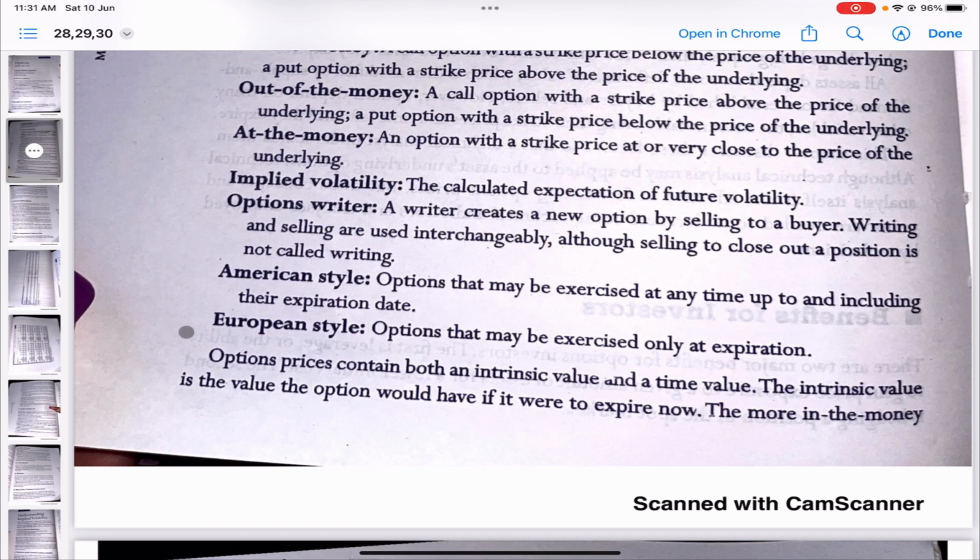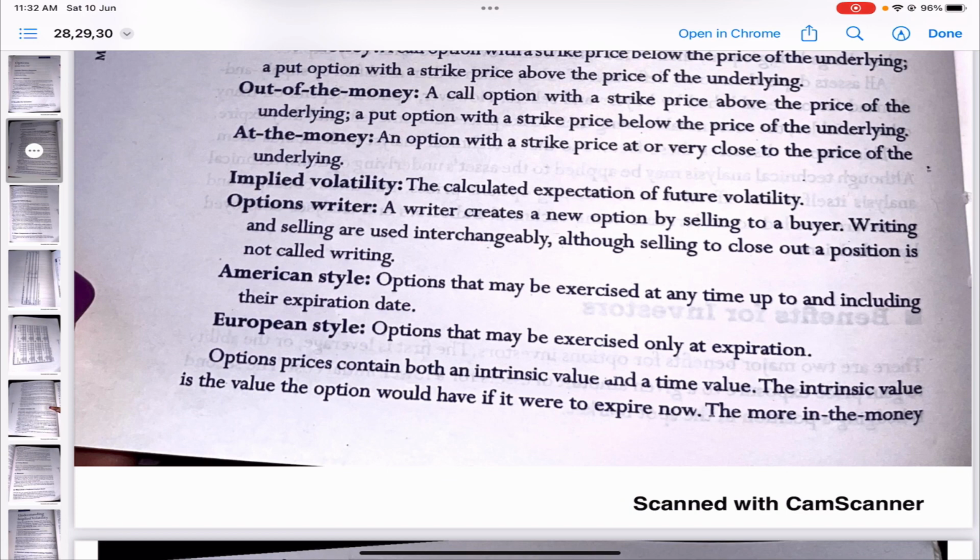American style, European style. In the Indian markets, the options have a CE for call option and a PE for put option. That is because the full form of CE is call European and the full form of PE is put European. Why is it like that? Because we follow the European style of options and not the American style of options. Now what is the difference between these two?